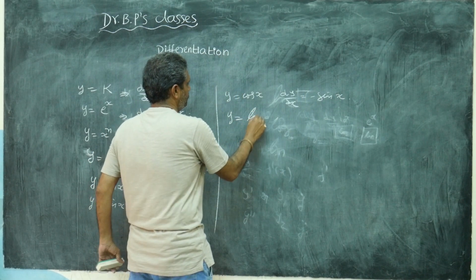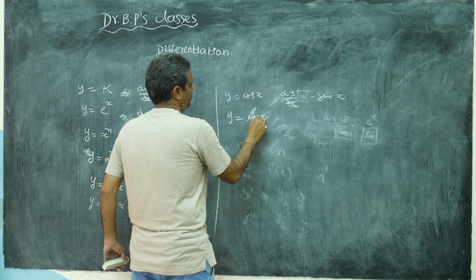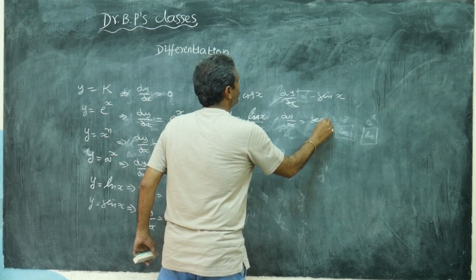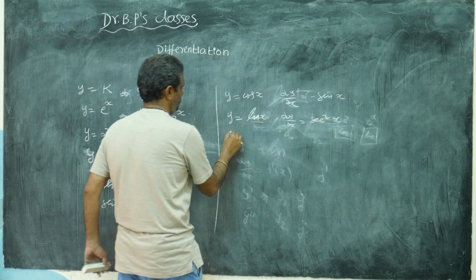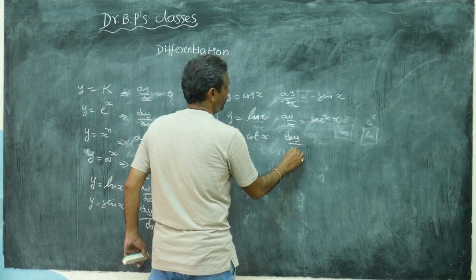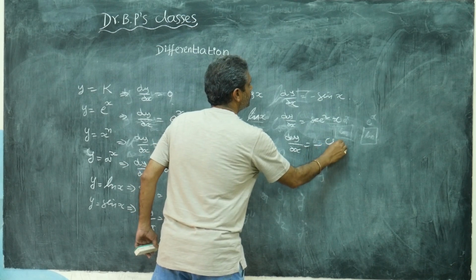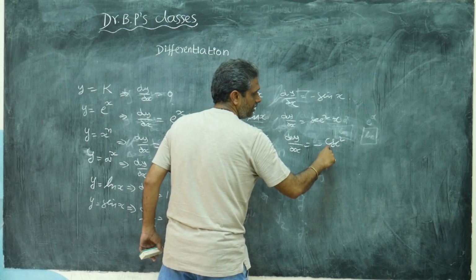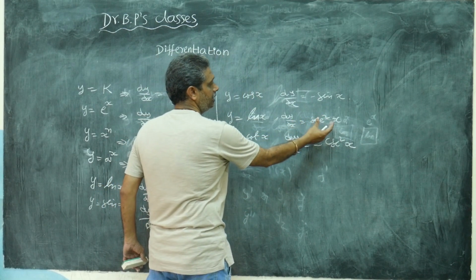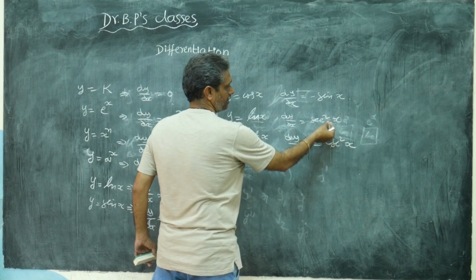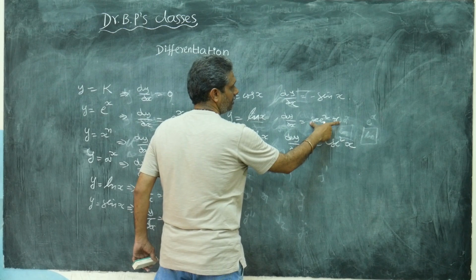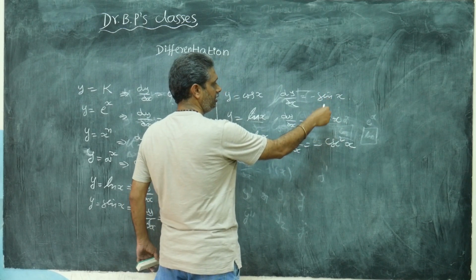Y is equal to tan x. Tan x means what you will get? Dy by dx is equal to secant square x. Y is equal to cot x. Then dy by dx is equal to what you will get? Minus cosecant square x. COSEC or CSC, cosecant square x. Actually secant square x means what is the meaning? Secant of x whole square. We are not able to separate this, but being convenient we are writing secant square, meaning secant of x whole square, not secant square into secant square like this.